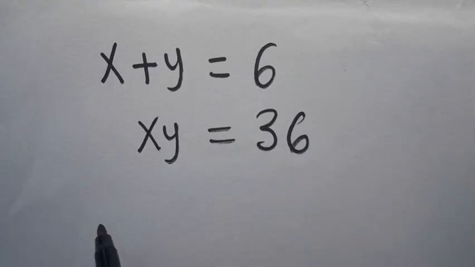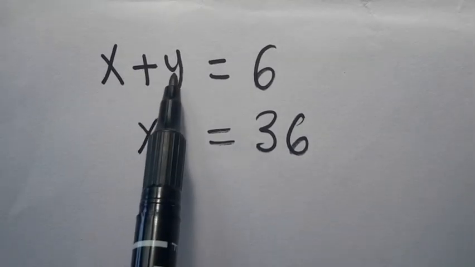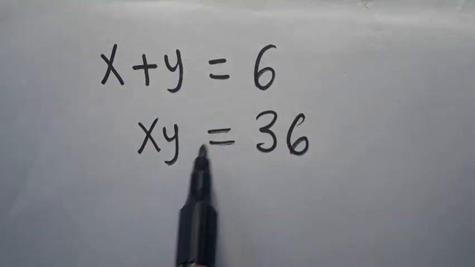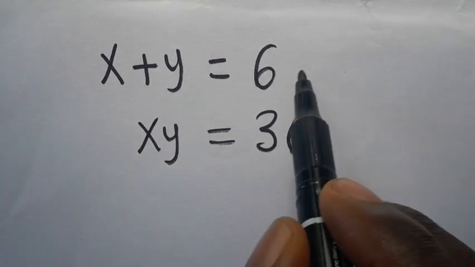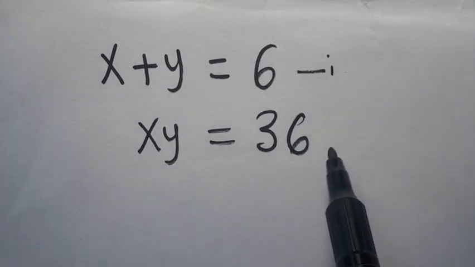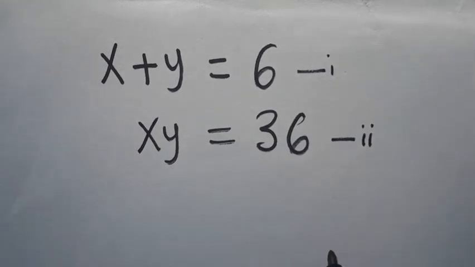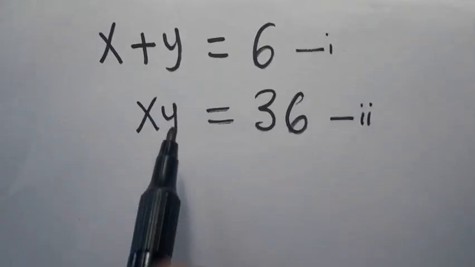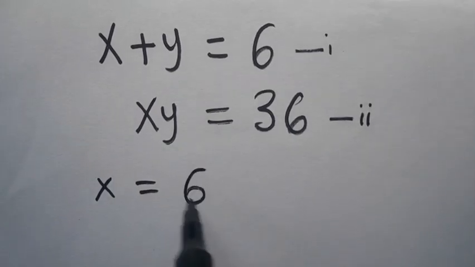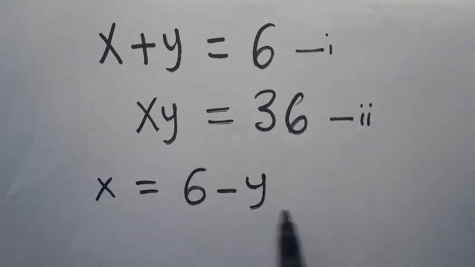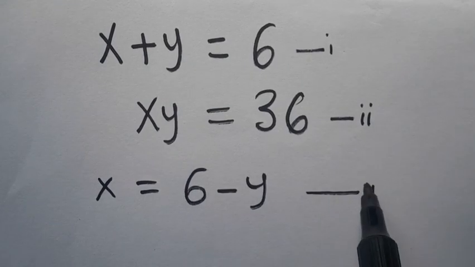Today we want to find the value of x, given that x plus y equals 6 and xy equals 36. Let's name this as equation 1 and this as equation 2. From equation 1, we can have x equals 6 minus y. Then we can name this as equation 3.